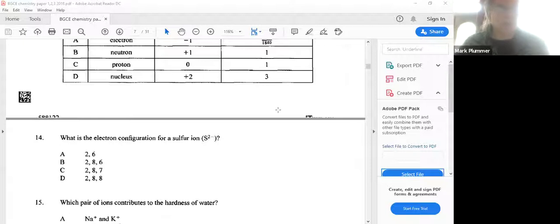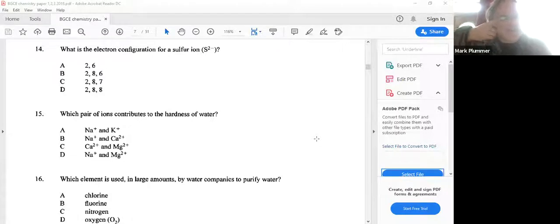Number 14. Electronic configuration of the sulfur ion. Number 14 is D. It's got an extra 2 electrons on it, so it's got the double negative charge. So the answer to number 14 is D. This is a little question, and this always comes up. The electron configuration rules, 2, 8, 8. All of those rules that you would have done when you've done the structure of the atom nearly always come up as well. So it'd be a very good idea to learn the electron configuration rules. So the answer to number 14 is D.